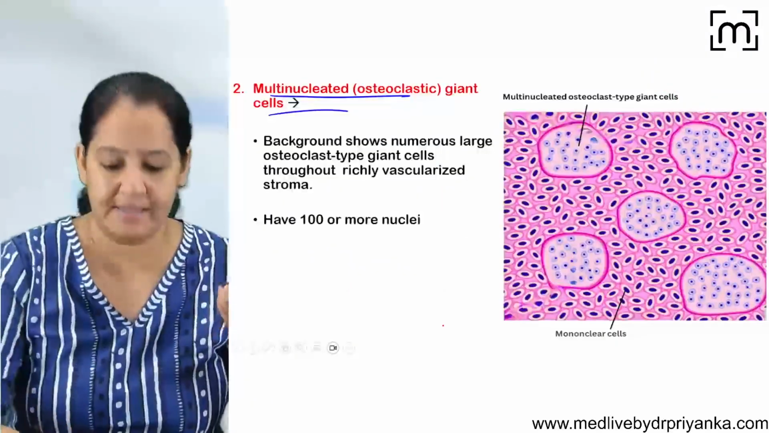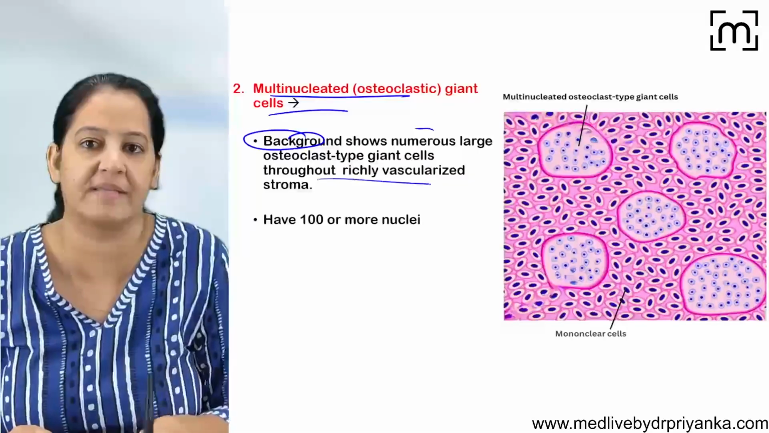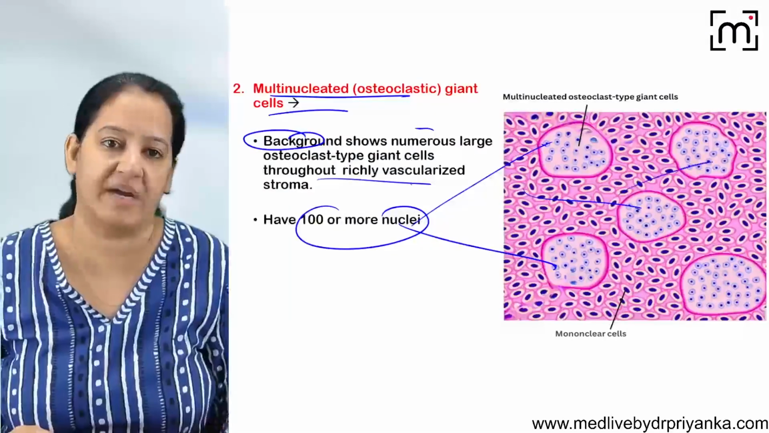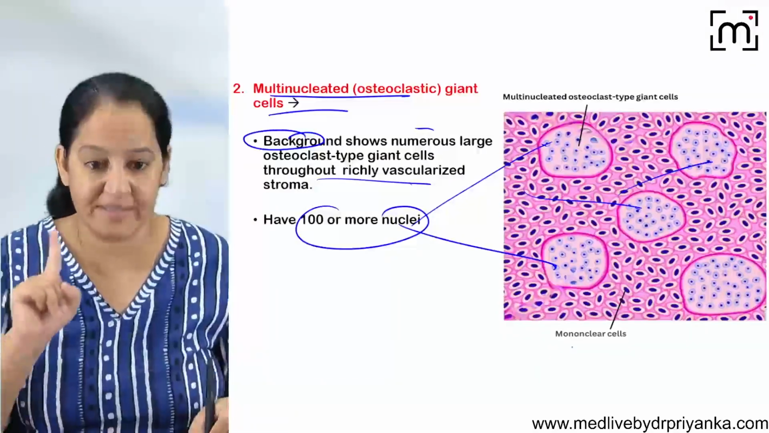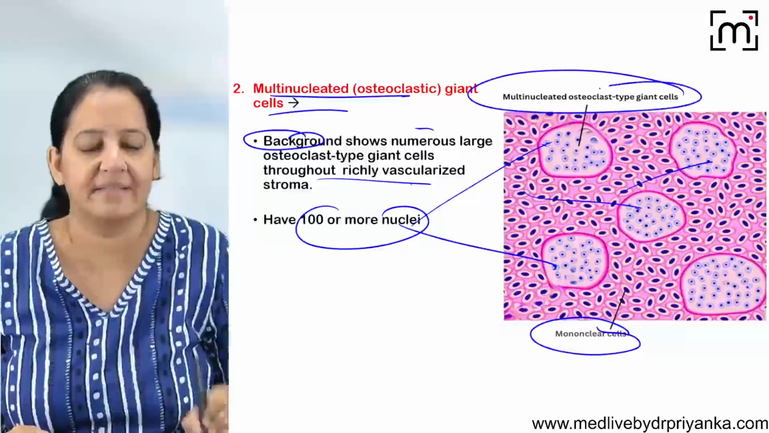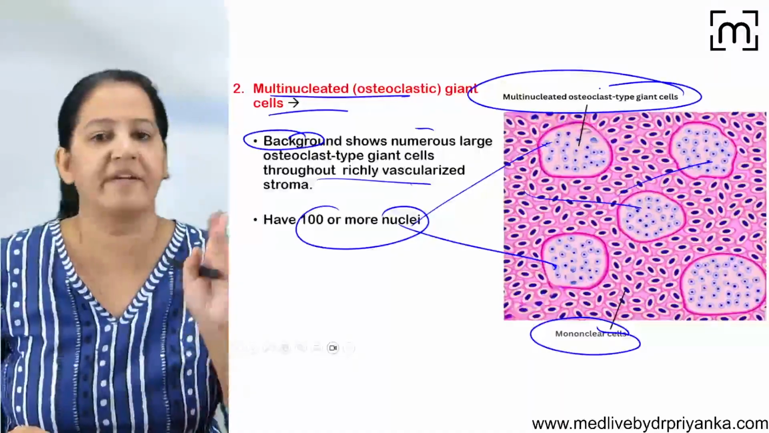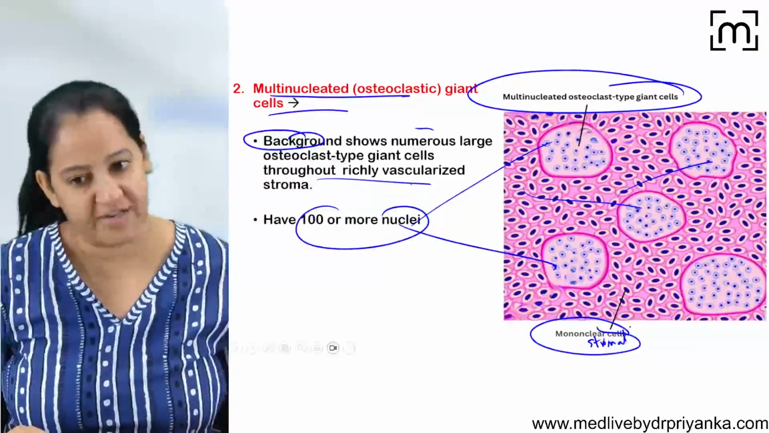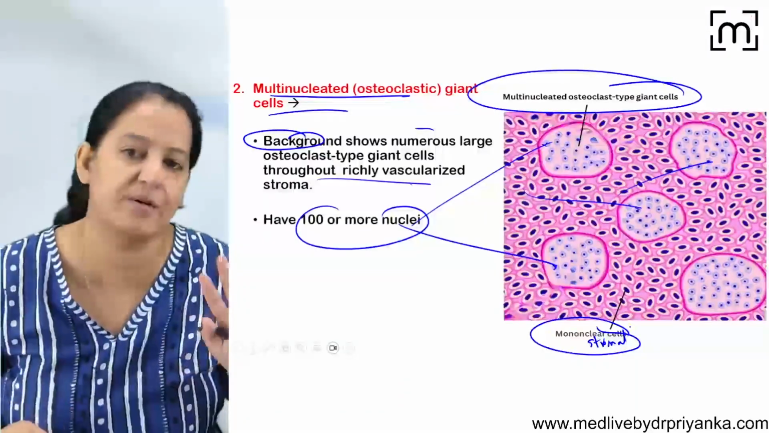Now describe the giant cells. In the background, you can see numerous giant cells containing many nuclei. They can have 100 or more nuclei. So that is the description of a giant cell. You should be able to draw the diagram and label the two types of cells very clearly. You can see only two labels in the diagram, mononuclear cell and multinucleated giant cell. The mononuclear cells are stromal cells. The multinucleated cells are giant cells. You should be able to give their description, their size, their nucleus and all the things.